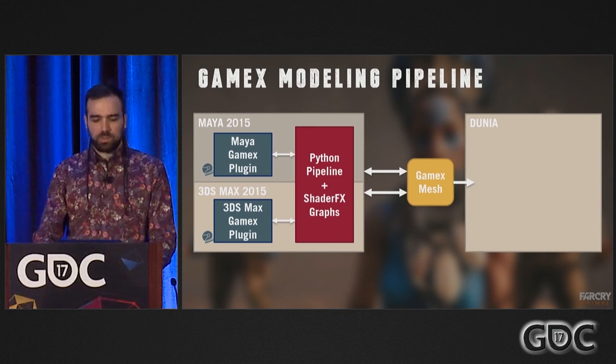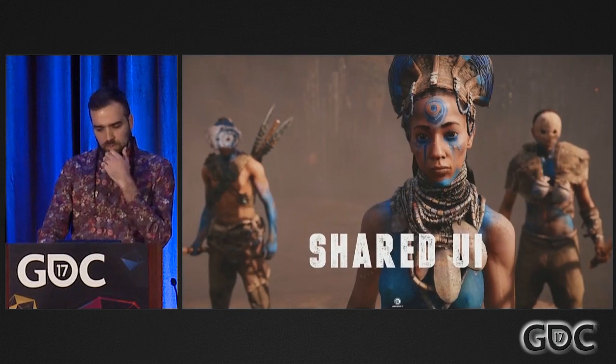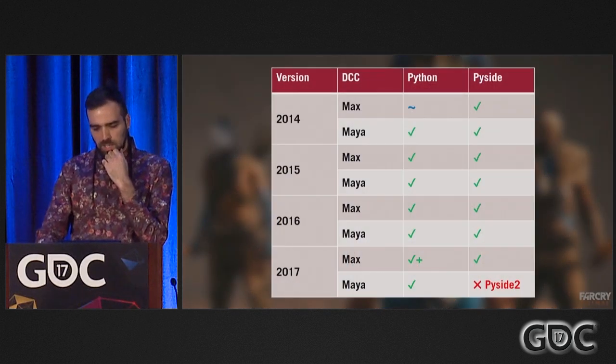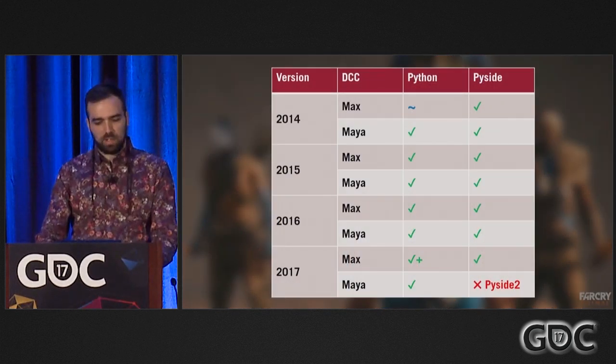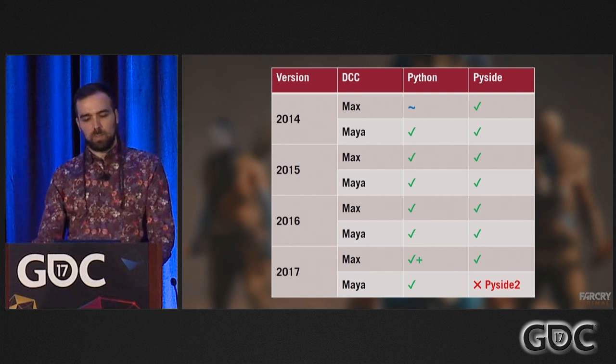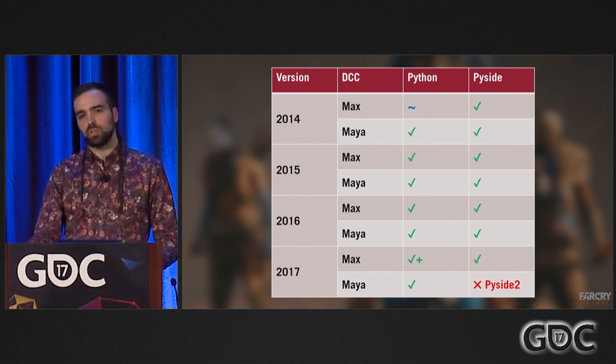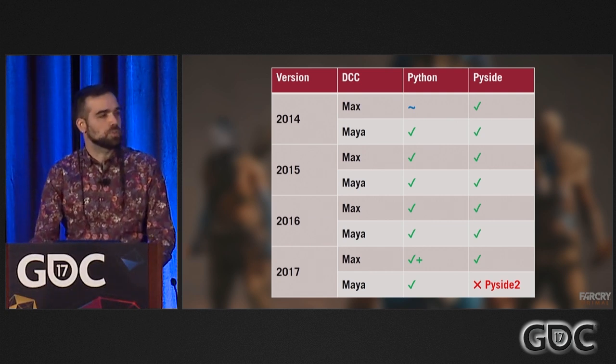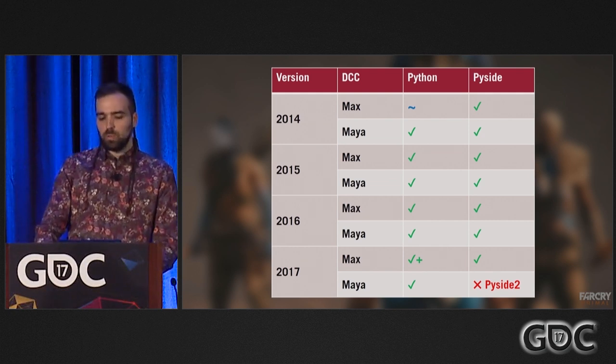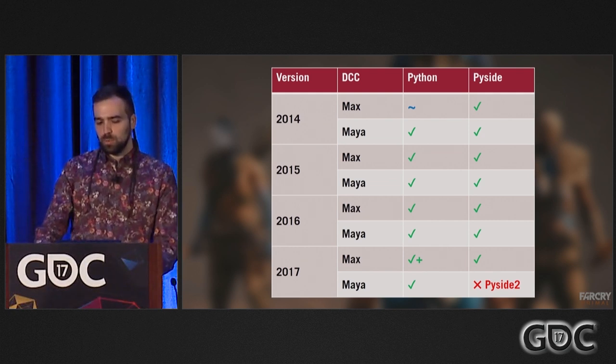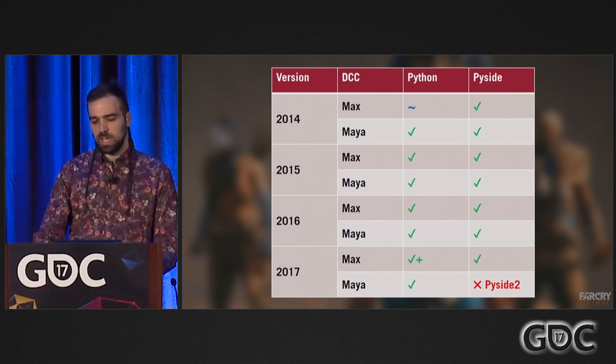Now the next thing that we needed to do was sharing a UI between the DCCs. So for this, we looked, once again, at what's supported in Max and Maya at this time, and we found that PySide, which is the Python bindings for Qt4, is available in a bunch of those DCCs. When we were starting production, we were at the 2015 version of Max and Maya, so PySide seemed like a good fit.